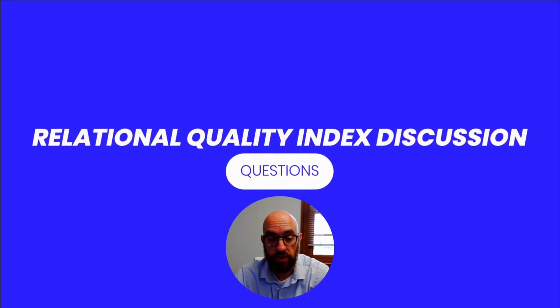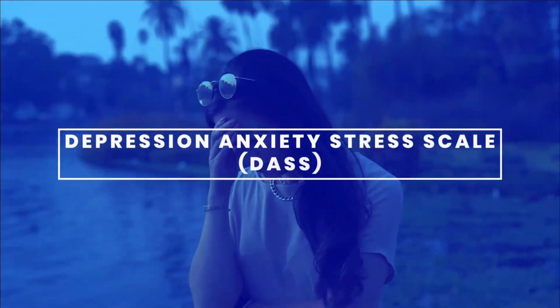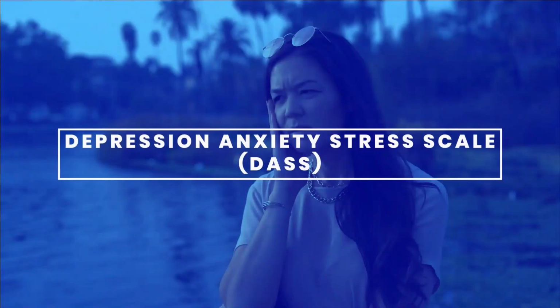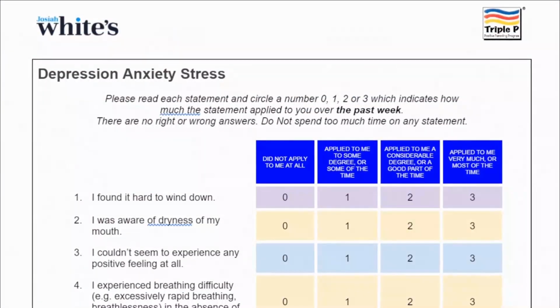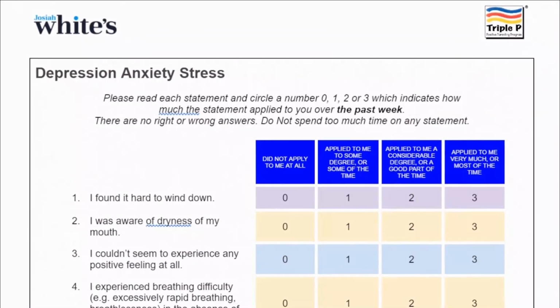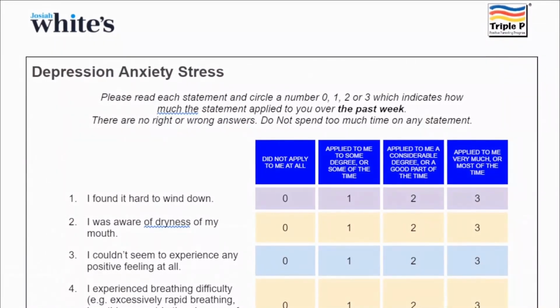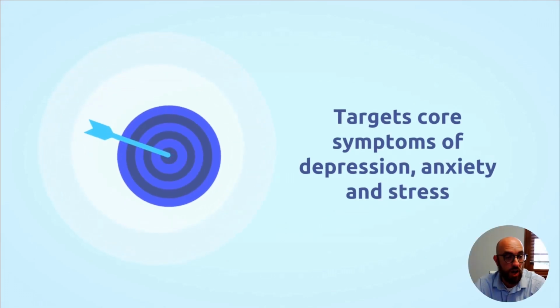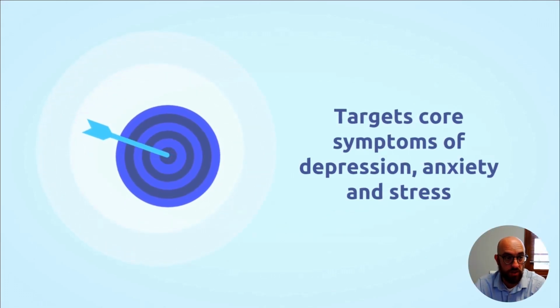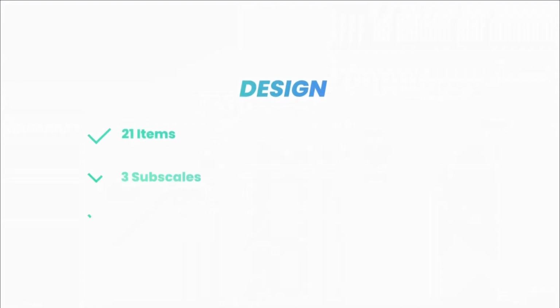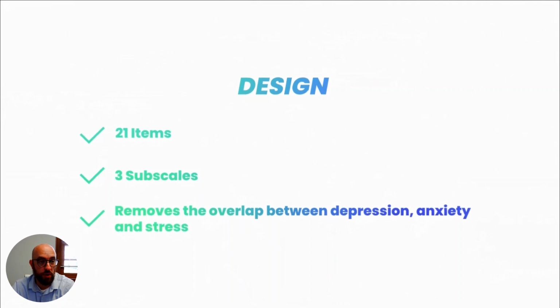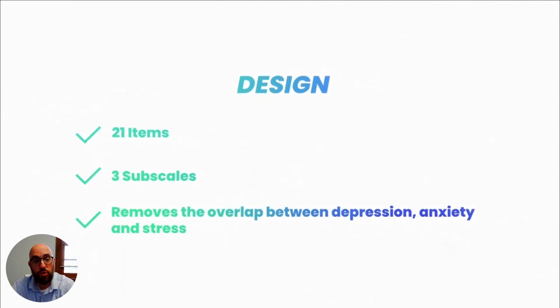This moves us on to one of our final measures, which is the DAS. The DAS is very short. It can be considered a clinical assessment as well, but Triple P uses this and says that pretty much anybody, if they're trained, can use this. Overall, the purpose of the DAS is to target core symptoms of depression, anxiety, and stress. The format or design is 21 items, 3 subscales, which include depression, anxiety, and stress. And this is designed to remove the overlap between depression, anxiety, and stress that we do see when we're out in the world.